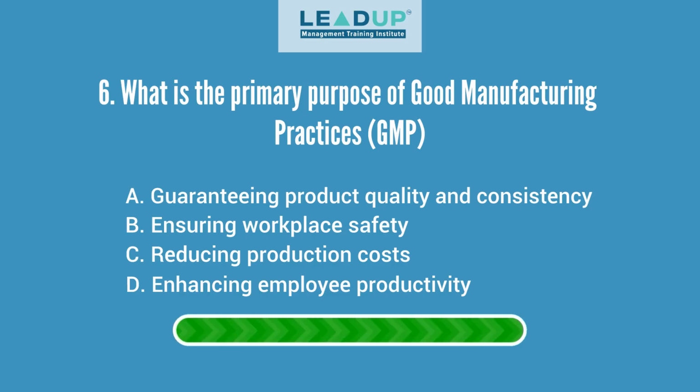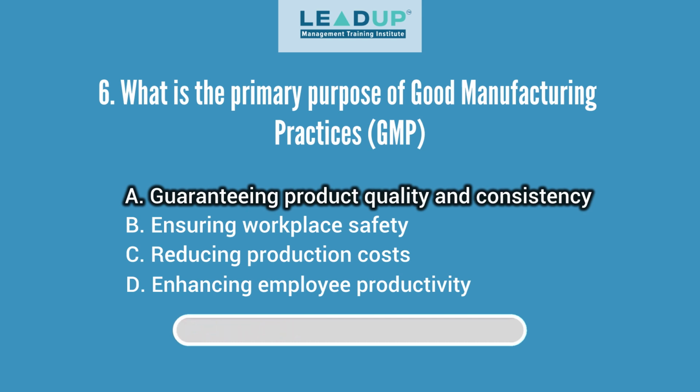Question 6. What is the primary purpose of Good Manufacturing Practices (GMP)? A. Guaranteeing product quality and consistency. B. Ensuring workplace safety. C. Reducing production costs. And D. Enhancing employee productivity. The answer is guaranteeing product quality and consistency.